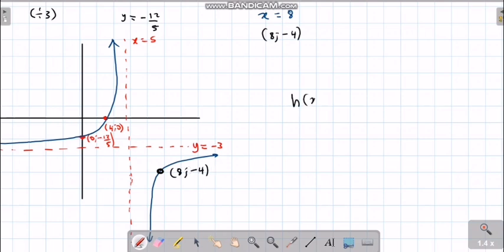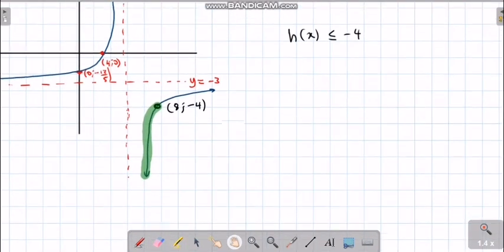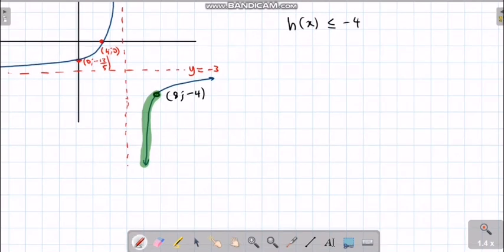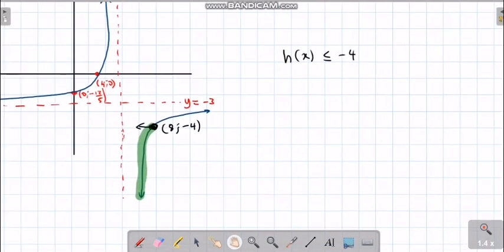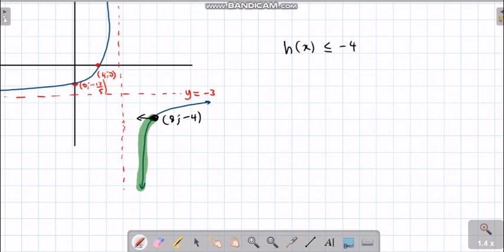So our question says h of x must be less than or equals to -4. So which part is that? This part. Okay, so now how do we answer our question? From this 8, in order for our graph to be below -4, where are we supposed to go? We should move to the left. But can we continue moving to the left? No, we should stop at what? At x is equals to 5, which is what? Our asymptote.